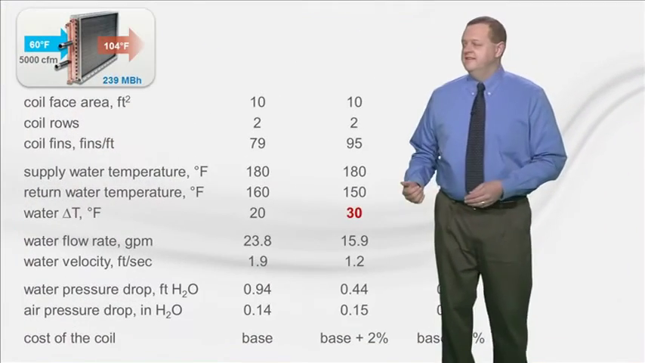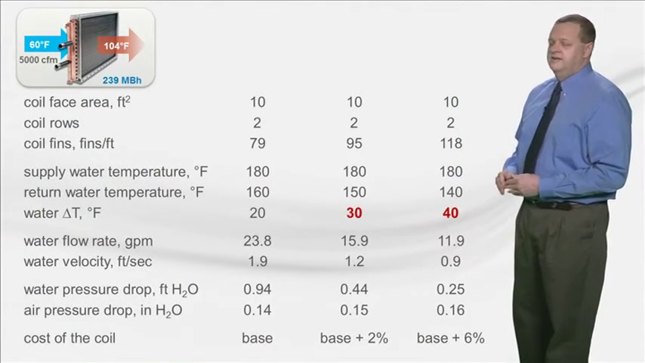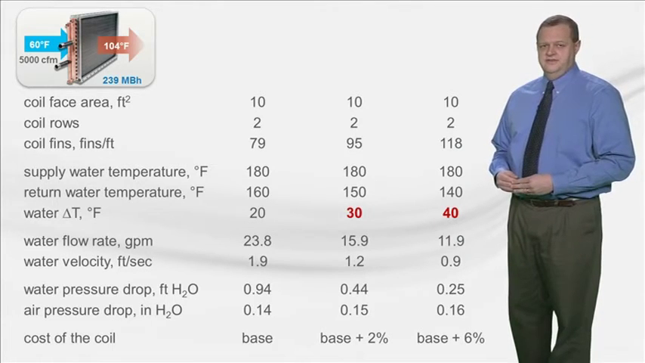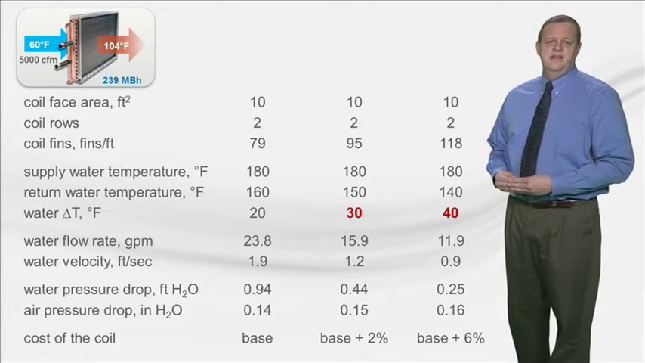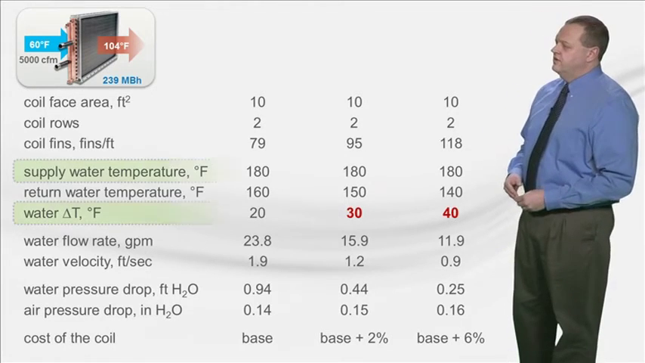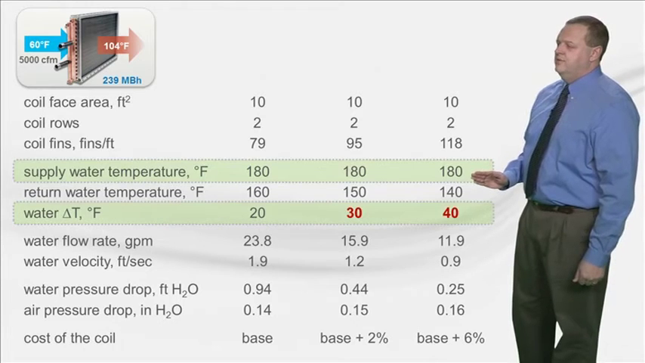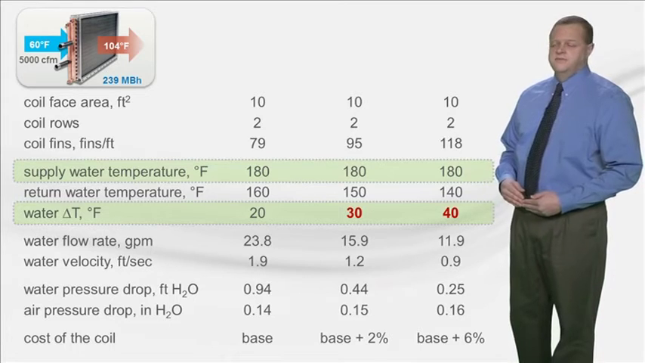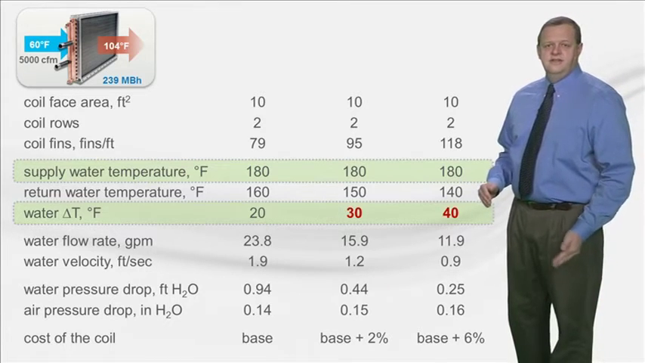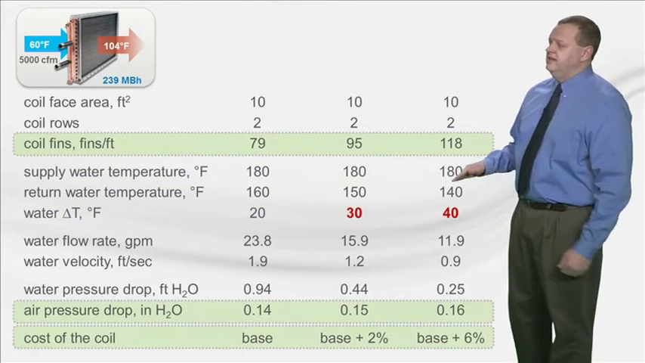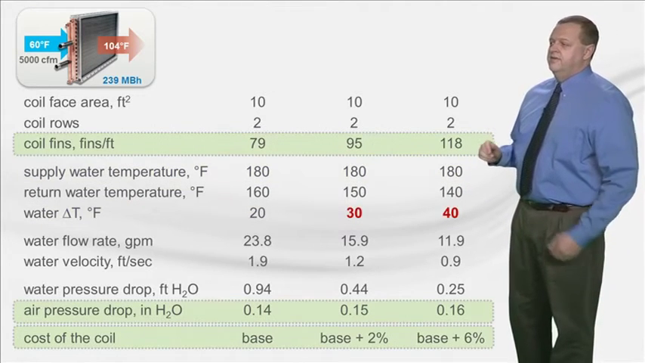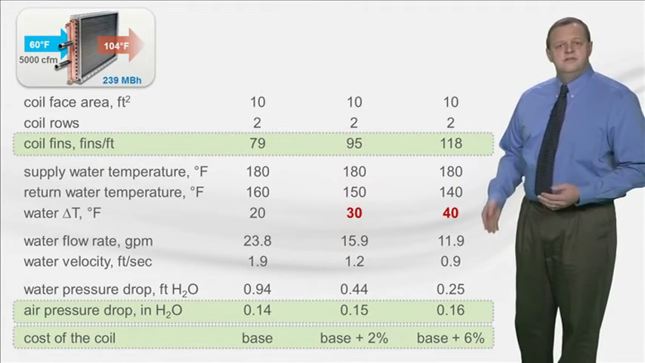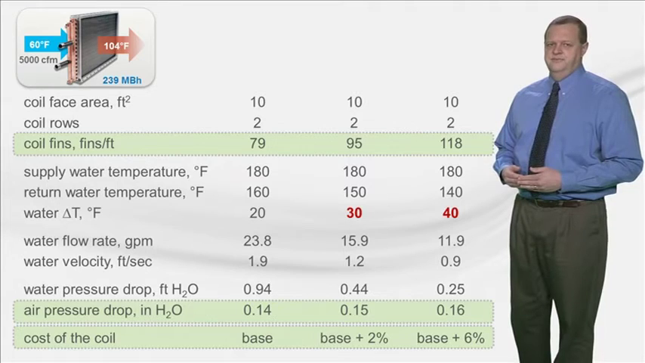To demonstrate, this slide shows an example of the same size coil selected to heat 5,000 CFM of air from 60 to 104 degrees. This requires about 239 MBH capacity. The coil is selected using 180-degree supply water, but with different delta Ts: 20, 30, or 40 degrees. Now note that in order to deliver the same capacity, when the coil is selected for a larger delta T, it does require more fins. This increases both the air pressure drop and the cost of the coil. As you can see, both these impacts are pretty minimal for this example.